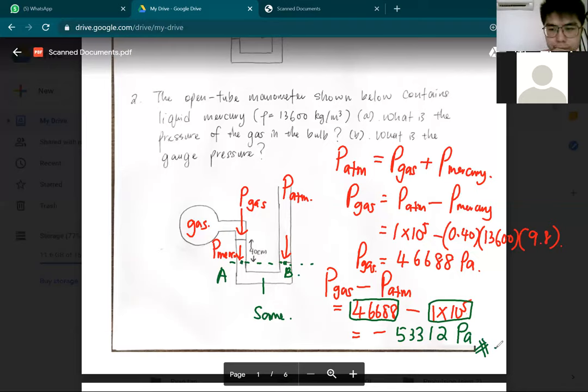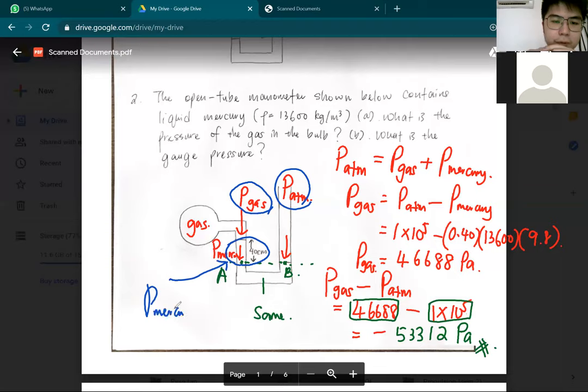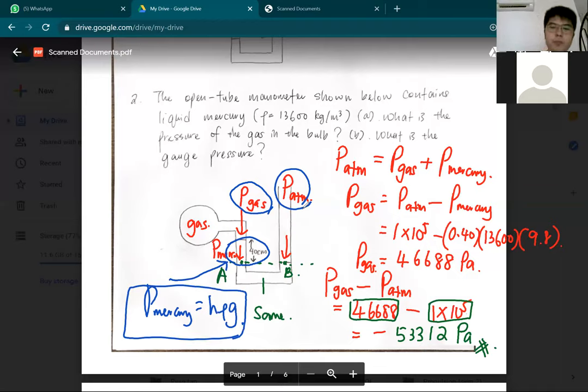If you take a look at the gauge pressure, it actually equals the pressure of the mercury. It's the difference between the atmospheric pressure and the gas pressure. The only pressure creating the difference is the pressure of the mercury, the h rho g. This is the gauge pressure. Okay, we can jot down this one and we'll look at the next one.